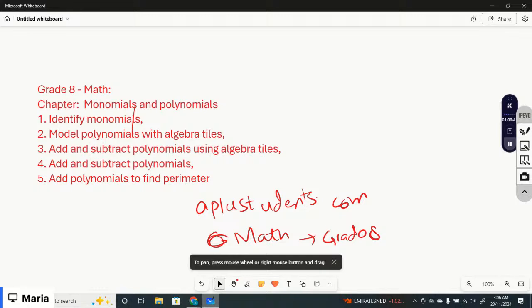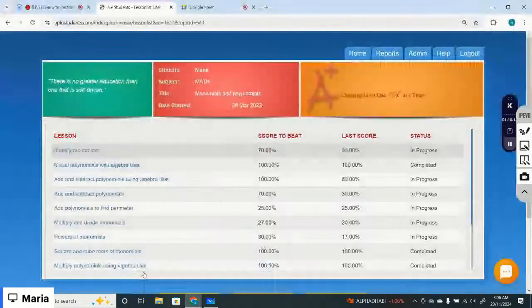There you can find a list of the chapters. We're going to start with the chapter monomials and polynomials. The lessons we're going to cover today are identify monomials, model monomials with algebra tiles, add and subtract polynomials using algebra tiles, add and subtract polynomials, and add polynomials to find perimeter. So please make sure you have your notebook and pencil so that you can note down the important examples and definitions as well.